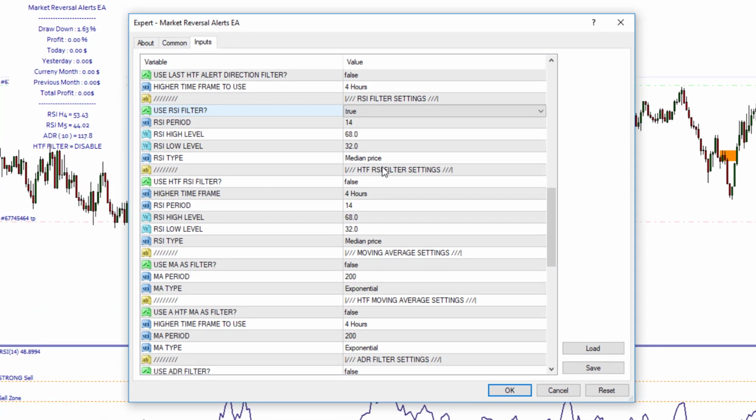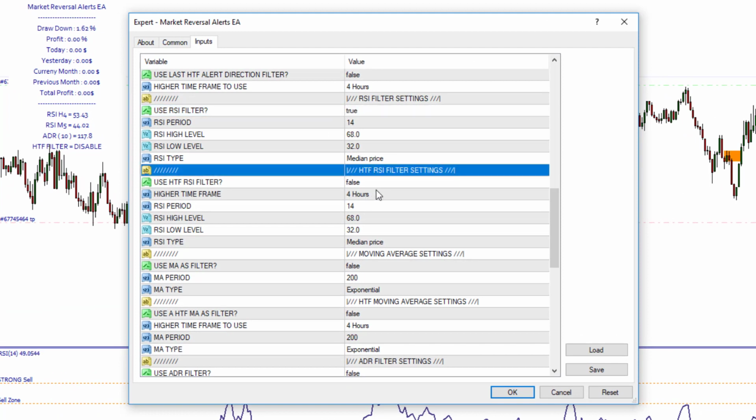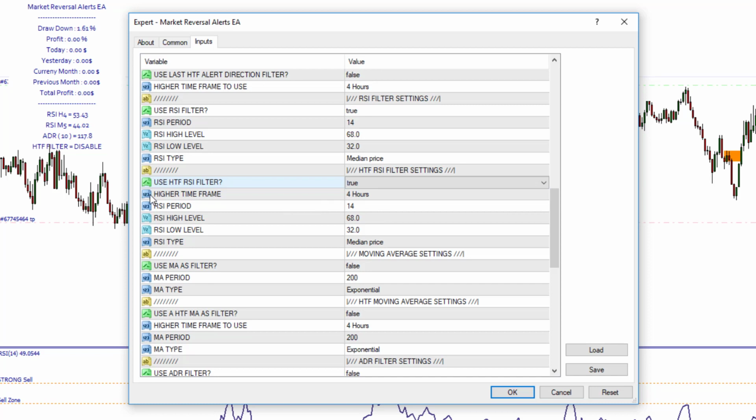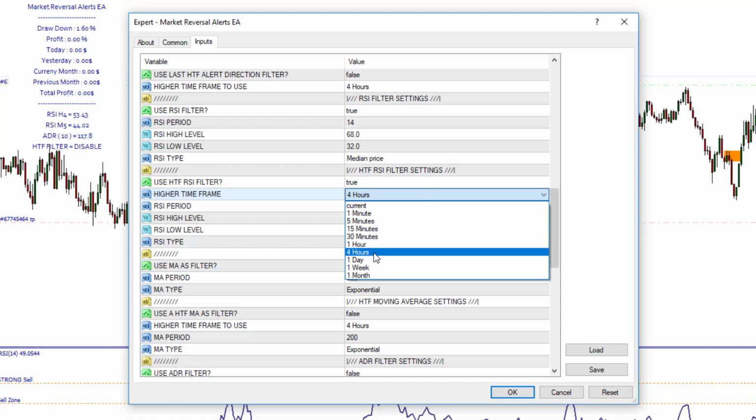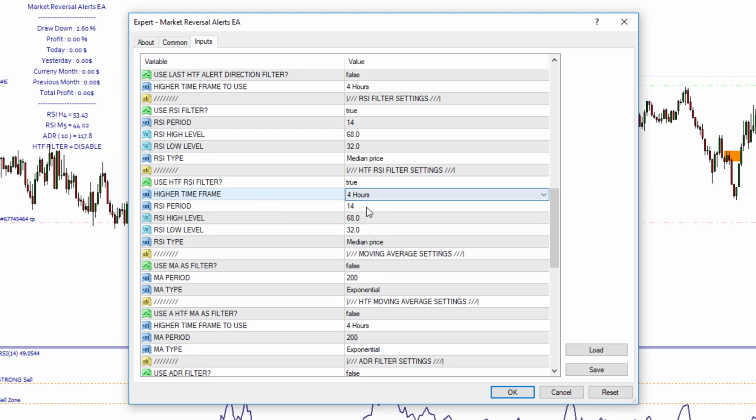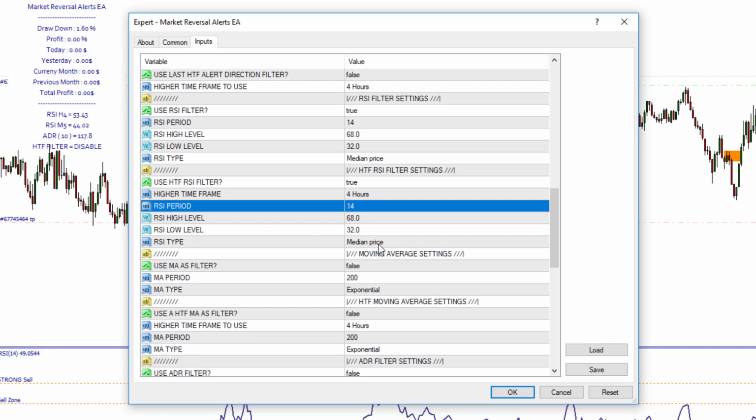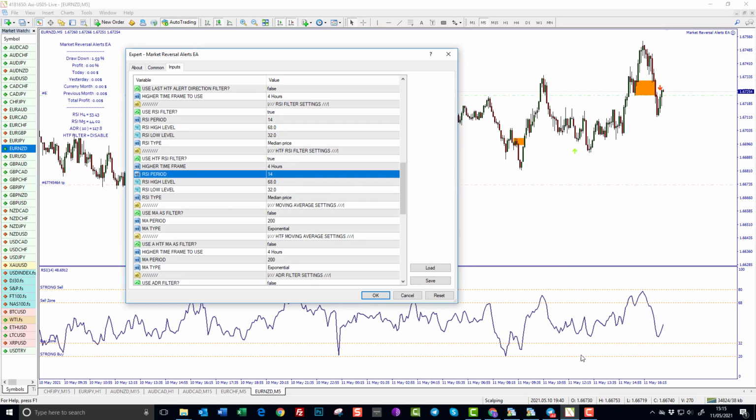You can also use a higher time frame RSI filter. If you set this one to true, you can select a higher time frame to have as a filter as well. So for example, we've got it here set to the 4-hour period 14 median RSI. If we set this to true as well as this to true, the EA will only take a trade if price has pushed hard enough on the time frame that we're trading, which is M5 in this case, to take the RSI above the levels we've selected. And on the H4 chart, price will also have to have pushed high enough that the RSI is extended above the 68 level too.